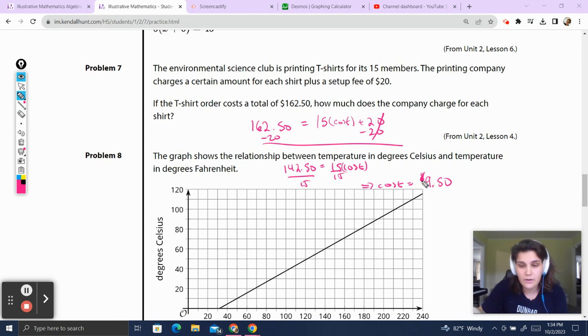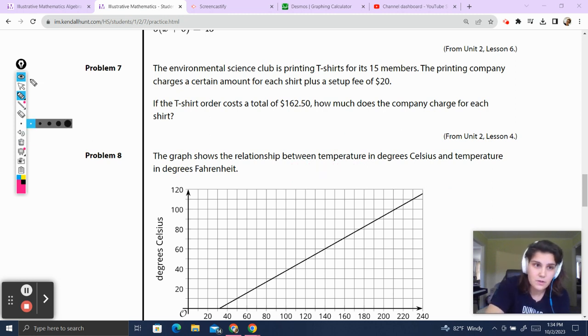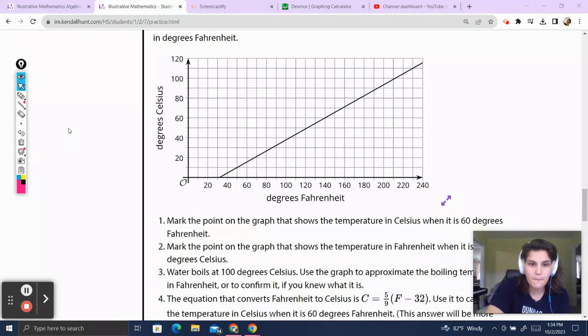So the harder part here is setting up the equation. Once you have the equation, solving it using the steps to solve an equation is relatively straightforward.